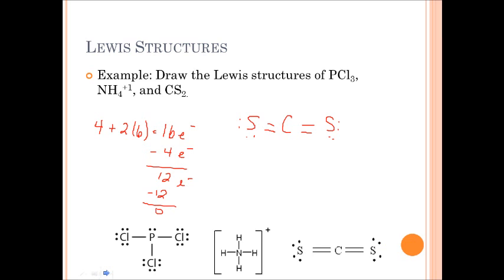So let's double check and make sure our work is complete. Yes, that looks like the one we have. So when you run out of electrons like this, you basically move them from the outside atoms and make double or triple bonds.